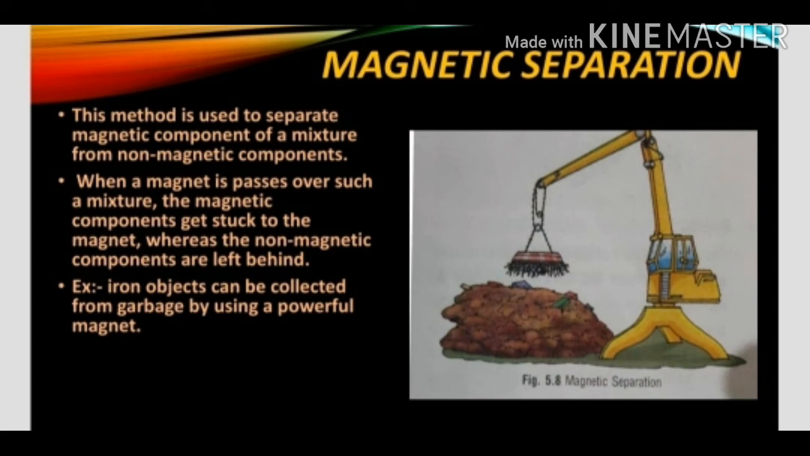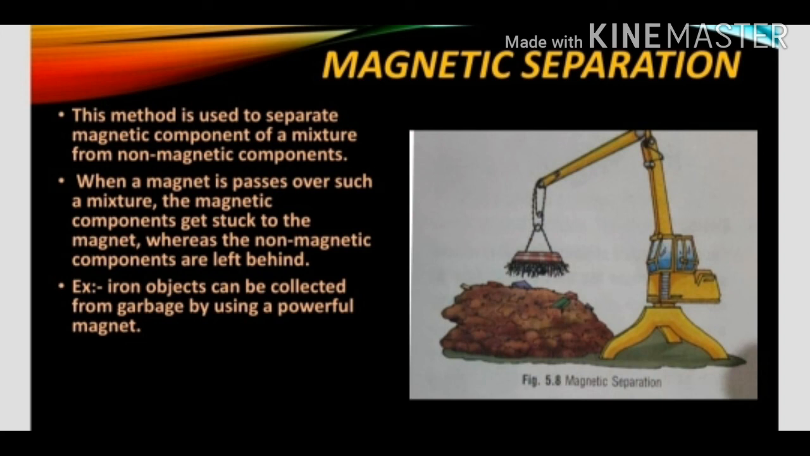Magnetic separation. This is again a method of separation, and this method is used to separate the magnetic component of a mixture from the non-magnetic component. Children, you know the meaning of these two, magnetic component and non-magnetic component. When a magnet is passed over such a mixture, the magnetic component sticks to the magnet, whereas the non-magnetic components are left behind.